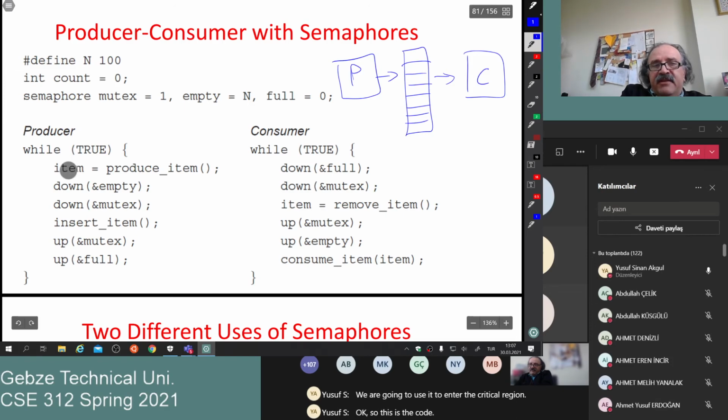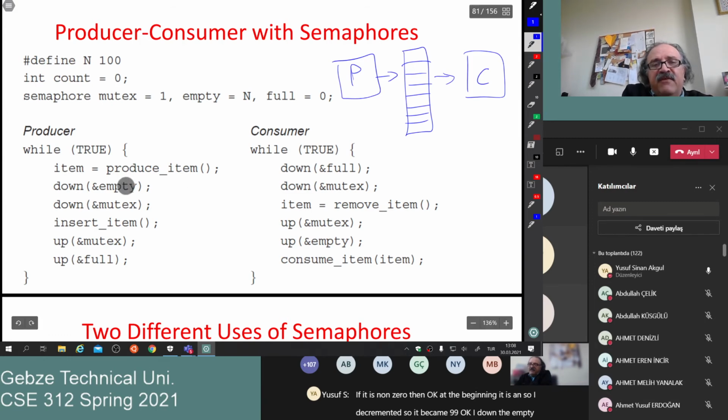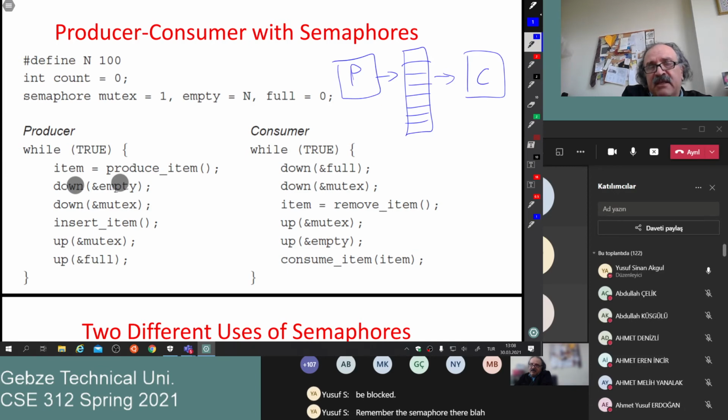I produce an item in the producer. This is non-critical region. And I down empty. I say that decrement empty by 1. If it is non-zero, then okay. At the beginning it is n. So I decremented it, so it became 99. If it is non-zero, I will be okay and come here. If it is 0, then I will be blocked. Remember the semaphores, they are blocked if the semaphore to be decremented is 0. I will wait until somebody ups this empty, which will happen here in the consumer.